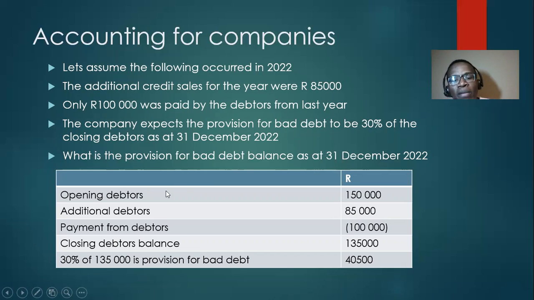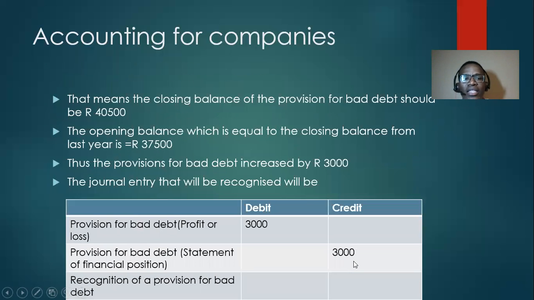Remember I said opening balance 150,000, additional debtors 85,000, payment from debtors 100,000, closing balance as at 31 December 2022 is 135,000, right? Then the provision for bad debt, the estimated debtors who may not be able to pay, is going to be 30%. So 30% of 135,000 is going to be 40,500, right?